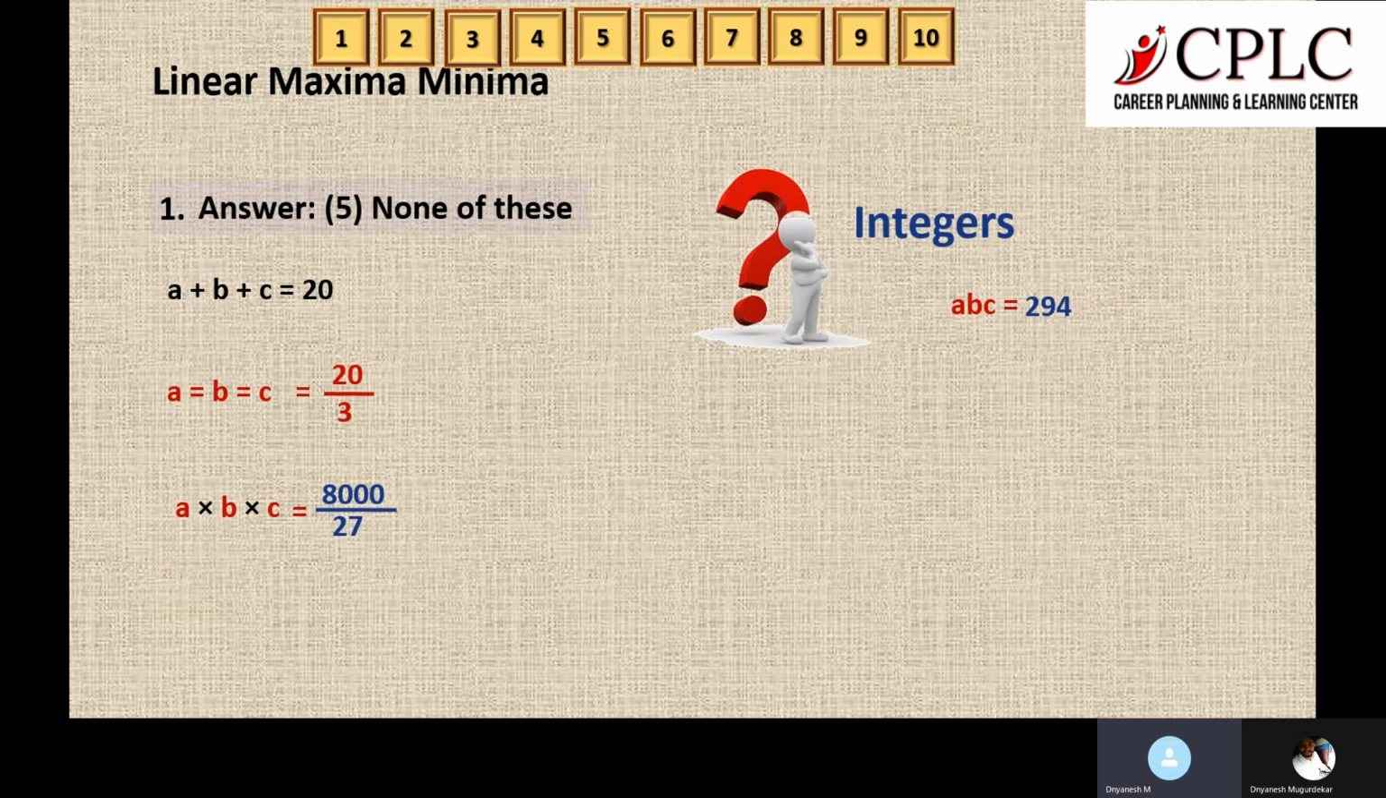So don't mark that. It is also present in the options, but you will have to be thorough with the idea that the product is only maximum if the numbers are equal. So option 5 for the first one.